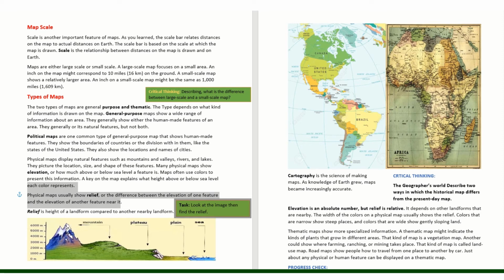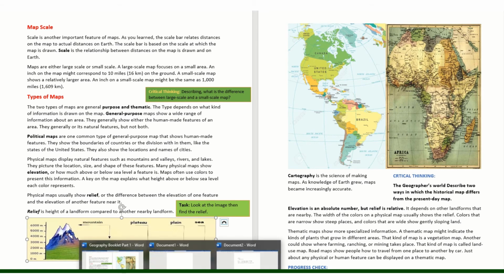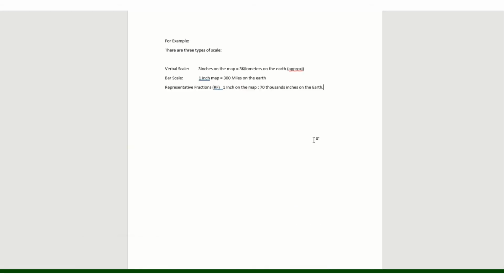So let's calculate the relief between two heights, or the nearest height. Suppose you can see here this height, if you're going for this height, is 400 meters, and the mountain's height is 600 meters. So if you calculate, relief is 6,000 meters for the mountain minus 4,000 meters, which is equal to 2,000 meters. So what will the relief be? Relief will be 2,000 meters.